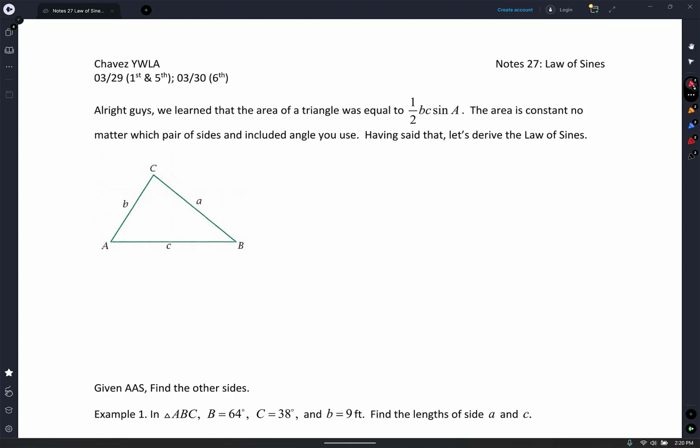So what did we talk about last Monday? Area of a triangle. So if I told you that I want to see angle A for the area of this triangle, you would tell me 1/2 BC sine A.